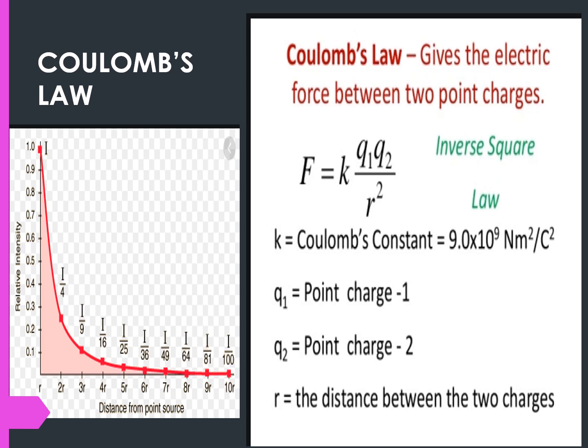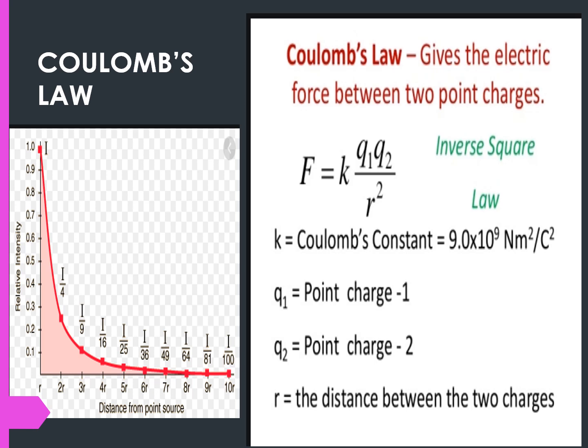Next is that Coulomb's law obeys Newton's third law. That is, the force exerted by the second charge on the first will be equal to the force exerted by the first charge on the second. So F12 is equal to F21. So it obeys Newton's third law. Next is that it is directly proportional to the product of the charges. So whatever charges you are taking, the force will be directly proportional to the product of the charges.